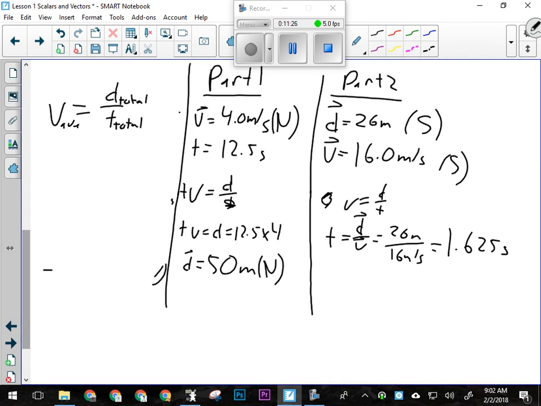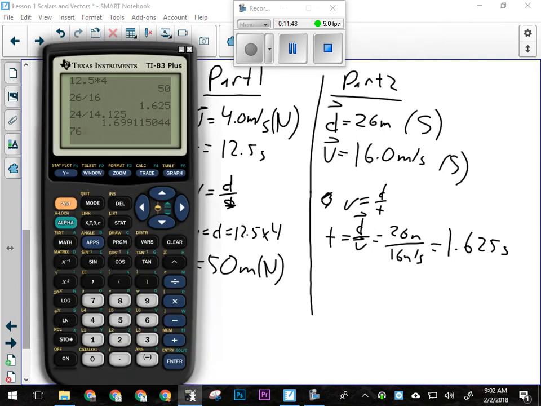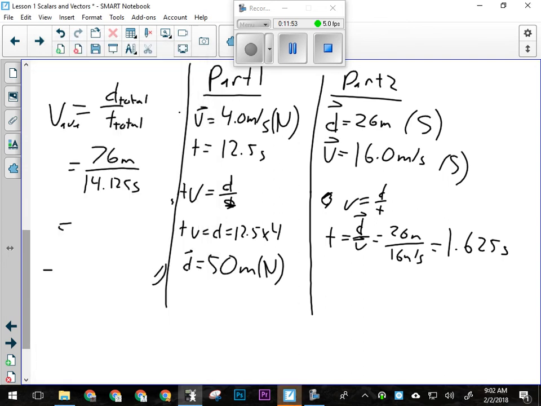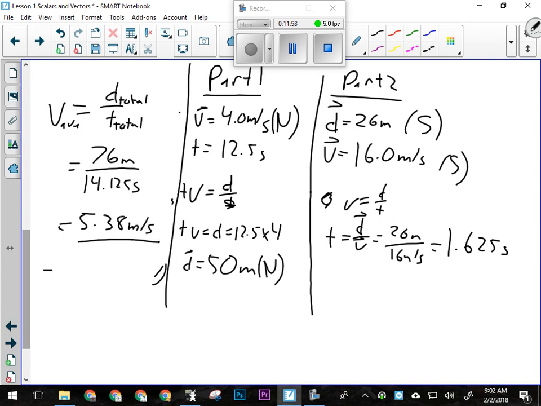My total distance is, well, I went 50 meters and then I went 26 meters, which is a total of 76 meters. My time is still exactly the same. It's the same trip. It's still going to be 14.125 seconds. So when we do that, we get 5.38 meters per second. No direction on that because it's a scalar quantity. It's speed.